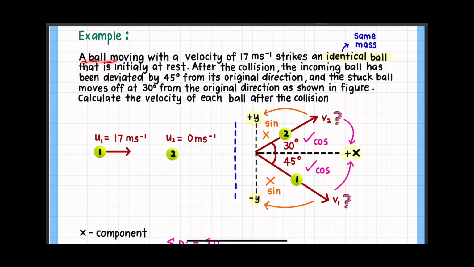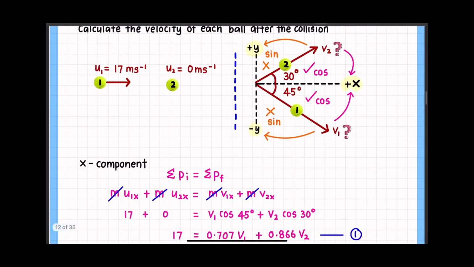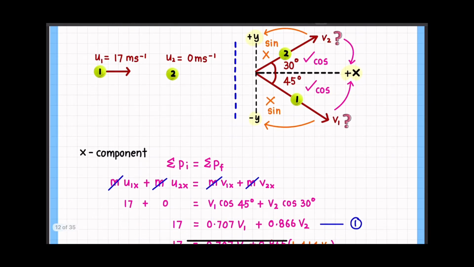Alright, so yang ni pula. Okay, yang ini, a ball moving with a velocity of 17 meter per second strikes an identical ball that is initially at rest. Okay, after the collision, the incoming ball has been deviated by 45 degree angle from its original direction and the struck ball moves off at 30 degree from the original direction as shown in the figure. So calculate the velocity of each ball after the collision. So nampak tak, dia minta V1 dengan V2 nilainya berapa, tapi dia bagi angle deviate of each ball after collision. So inilah lukisan dia. Dan ayat yang satu lagi disebut adalah identical ball. Bila identical ball maksudnya kita consider mass untuk bola 1 dan 2 adalah sama lah. Okay, alright, so agak-agak boleh jawab tak?